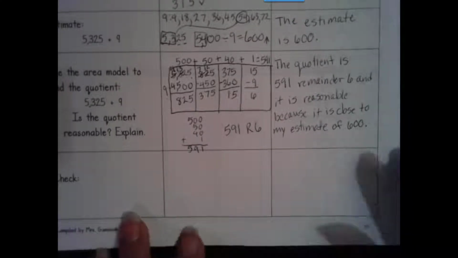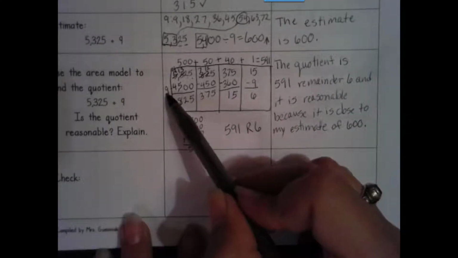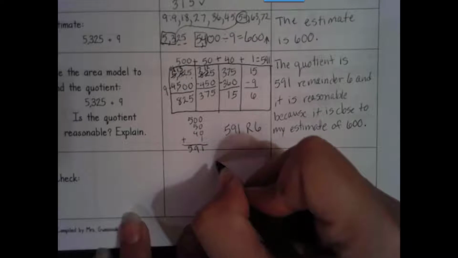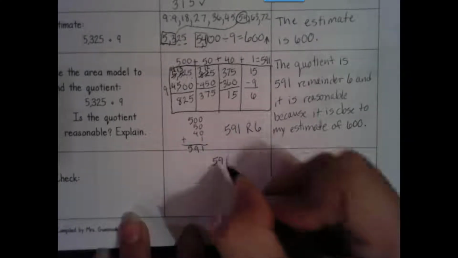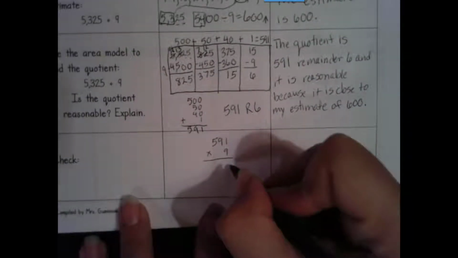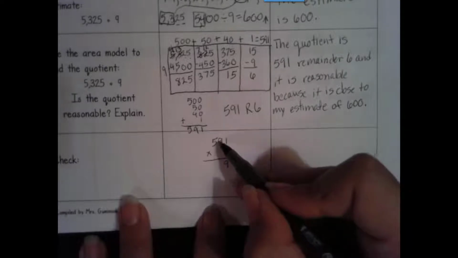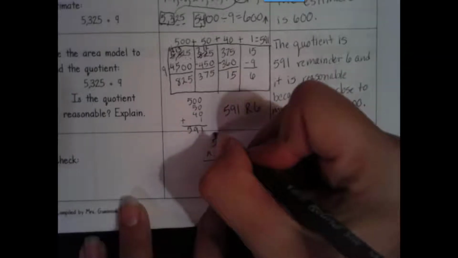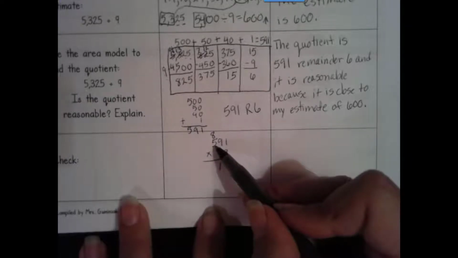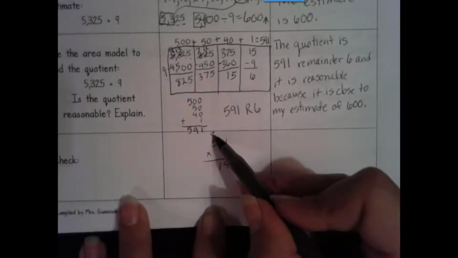Okay, now we need to check. So our check is the divisor times the quotient plus the remainder. So 591 times 9. 9 times 1 is 9. 9 times 9 tenths is 81 tenths. So the 8 goes up here and the 1 down here. 9 times 5 hundredths is 45 hundredths, plus 8 more, so 45 plus 5 would be 50, plus the 3 more would be 53.